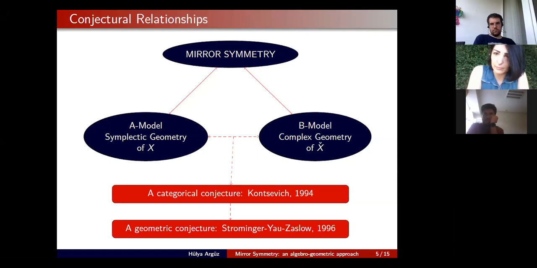And the other important conjecture in mirror symmetry is a geometric conjecture, which is due to Strominger, Yau, and Zaslow. I will in a minute talk more about this. So the Gross-Siebert program is about an algebro-geometric understanding of the Strominger-Yau-Zaslow conjecture, which is formulated in the SYZ conjecture.